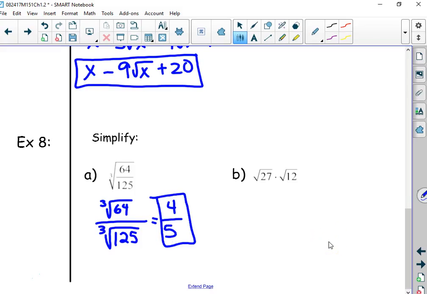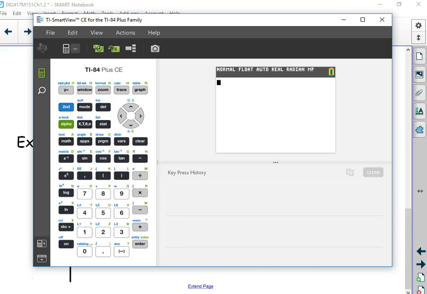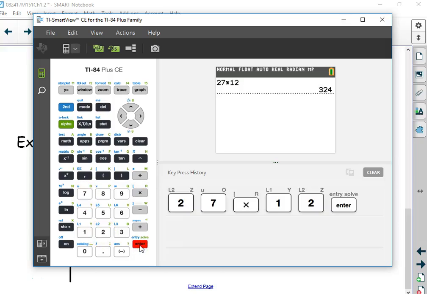Okay, next problem is square root of 27 times the square root of 12. Just a quick reminder. We're going to multiply these. What's 27 times 12? Okay, 324.